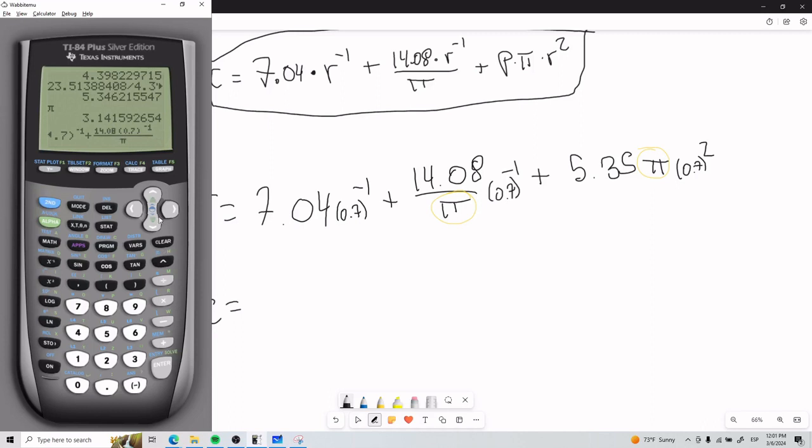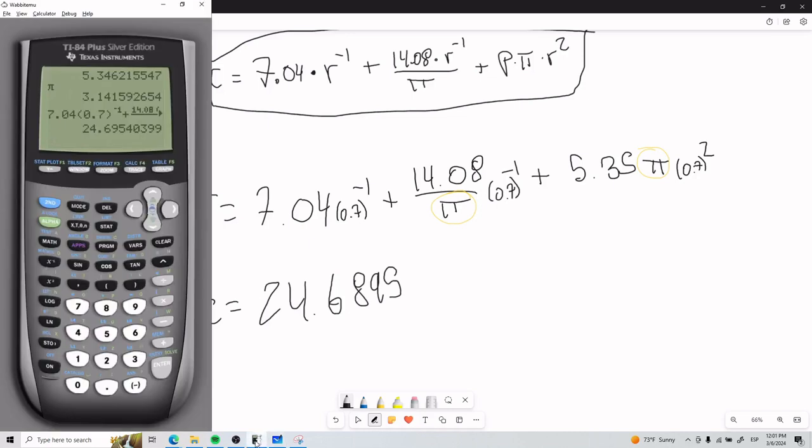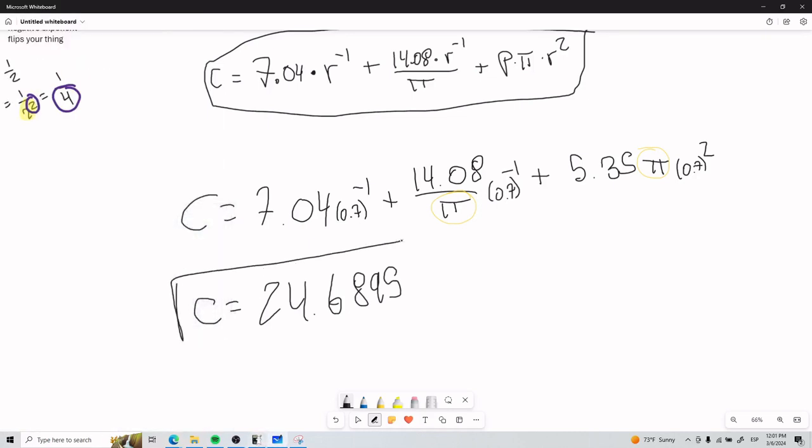Easy as that. And last but not least, I'm going to have this 5.35 times the pi times the famous 0.7, this time squared. So what does that give me? This gives me the cost of a single container. The cost of a single container is 24.6895 from my calculator. See? All right, so this is the cost of one container.